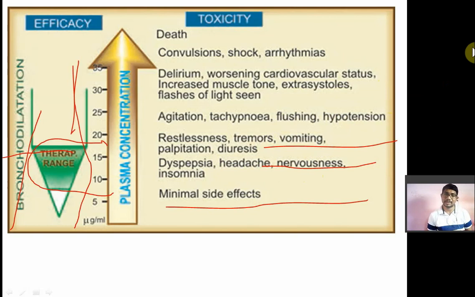Dyspepsia means irregular acid secretion in the stomach. Headache means pain in the head. Nervousness means feeling uneasy. Insomnia means inability to sleep.